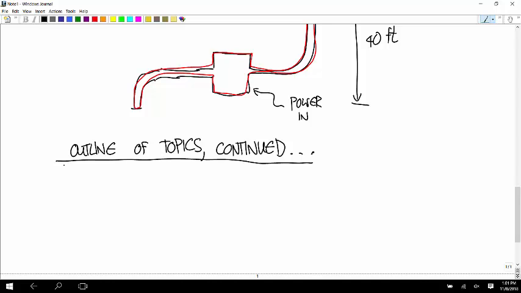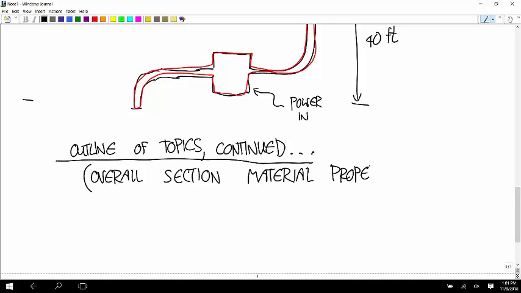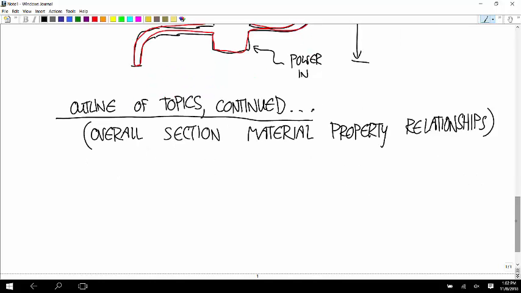The overall section was material properties or material relationships. Material property relationships, I think it was called. And I believe number 5 was the ideal gas law. And so now we're going on to polytropic processes.